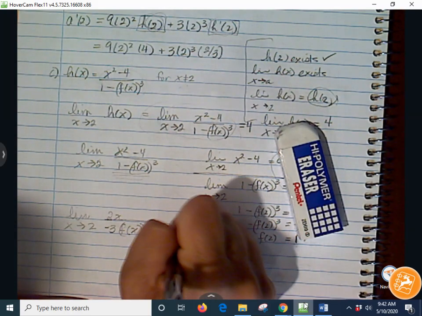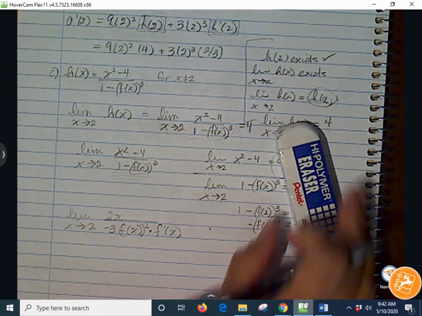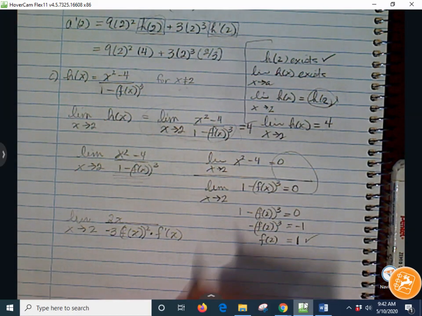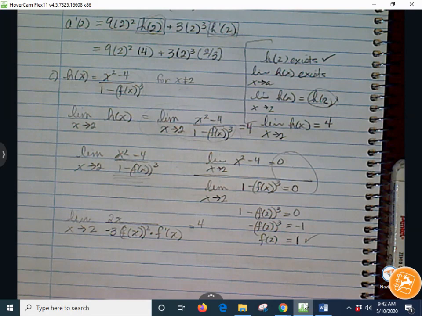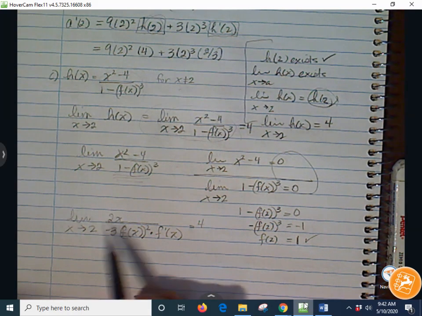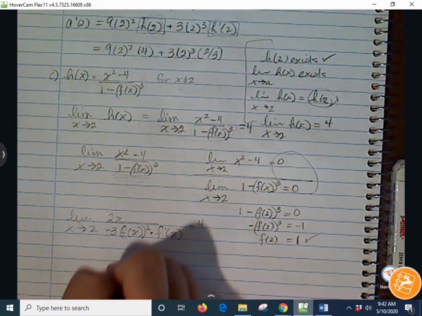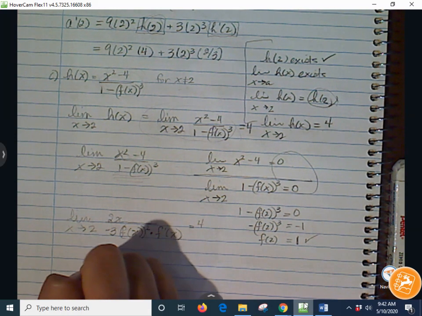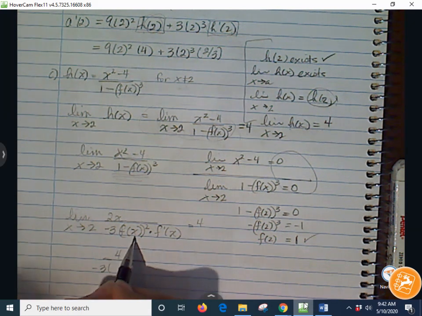Prime of x. Okay. All right, so now let's see. I know that's got to equal 4 in the end, right? So if I put 2 in there, then I'm going to have 4 all over negative 3. And I already know what this is.